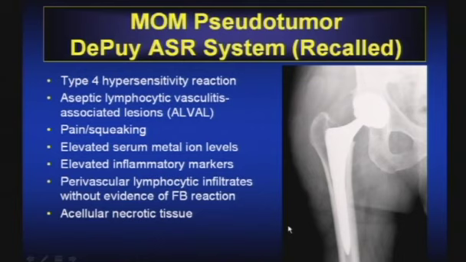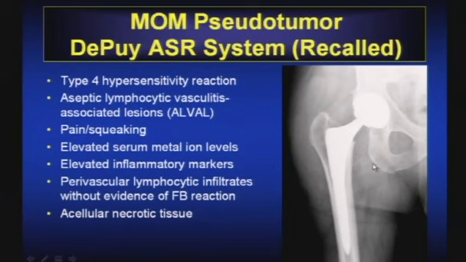All right. Well, as a segue to that, patients have developed this problem called ALVAL, aseptic lymphocytic vasculitis associated lesions. And I think the shortened way to consider these things are metallosis. The patients present maybe with pain or squeaking, elevated serum levels of metal ions, elevated inflammatory markers. They get perivascular lymphocytic infiltrates without evidence of foreign body reaction and acellular necrotic tissue.